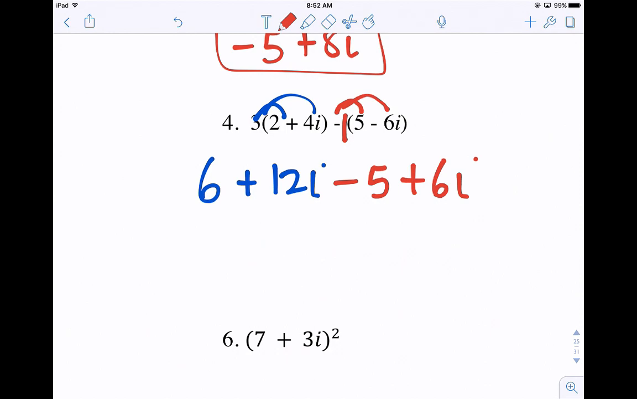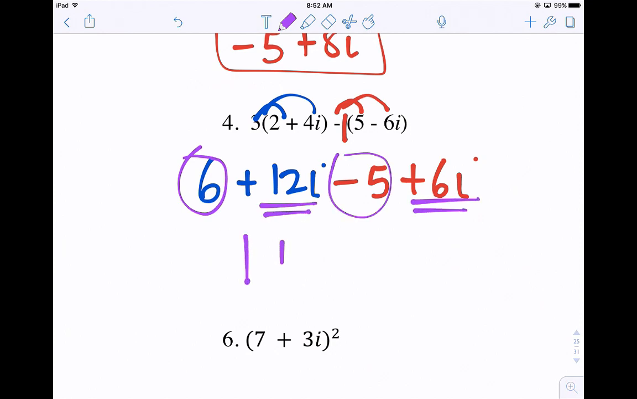Okay, combine like terms. So our real numbers here are 6 and negative 5, so that's 1. We have our 12 plus 6i, so that's 18i.